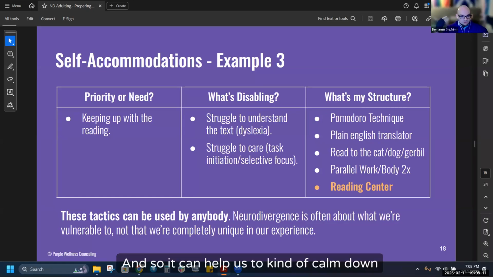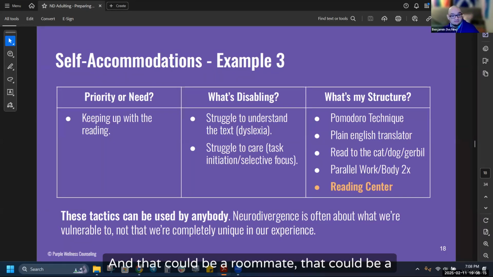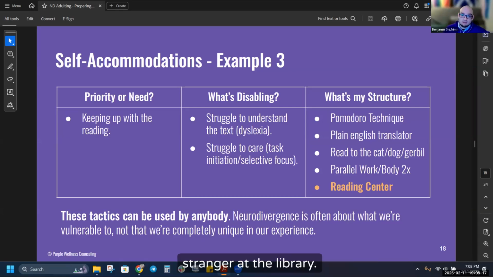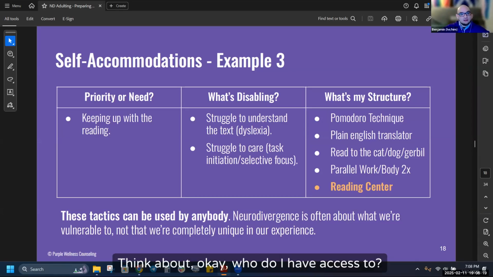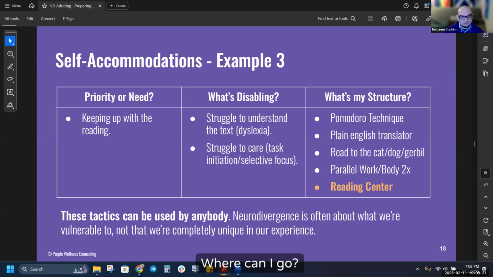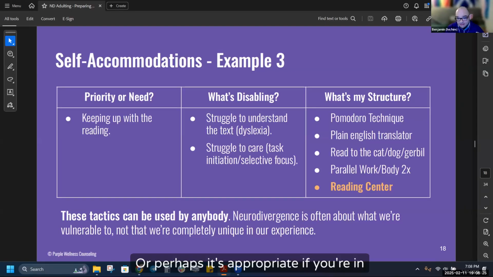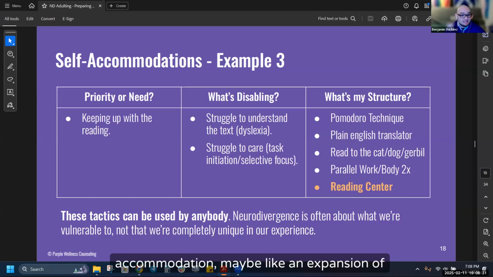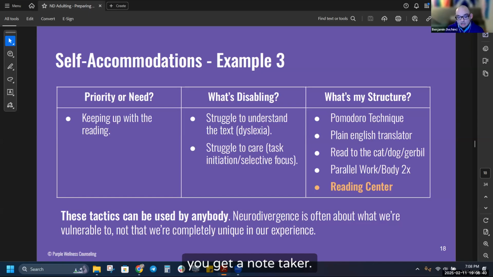And so it can help us to calm down and focus in on whatever it is we're doing. And that could be a roommate, a family member, or a complete stranger at the library. Think about, okay, who do I have access to? Where can I go to make use of a particular tool? Or perhaps, if you're in an educational setting, talk to the reading center and get some more formal accommodation, maybe an expansion of test time so that you have extra time to read what you're dealing with on an exam, or maybe a note taker.